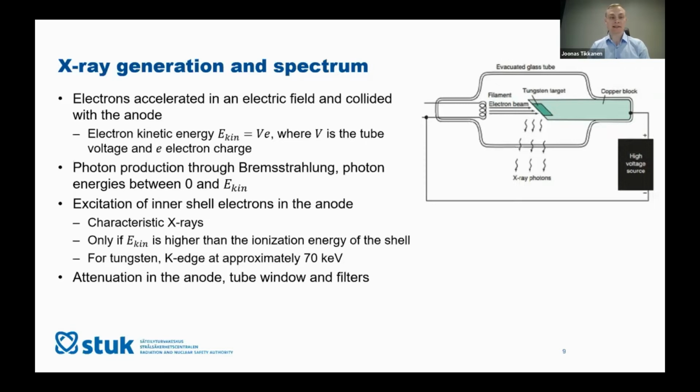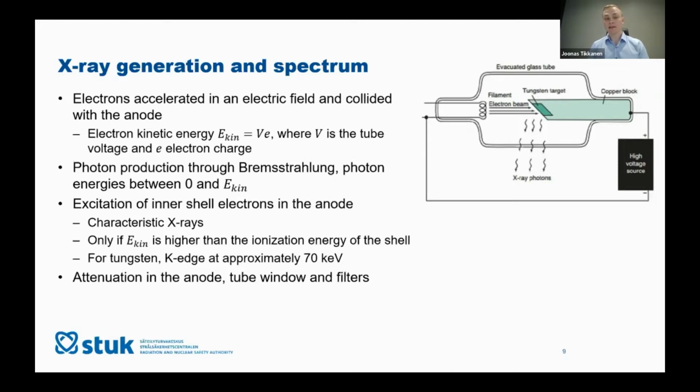And then there is another method through which the radiation is produced. That is the characteristic X-rays from the tungsten, which means that after an ionization in the inner energy shells of the tungsten atom, there is emission of these characteristic X-ray photons. And for this to happen, the electron energy must be above the K-edge energy of tungsten, which is approximately 70 keV.